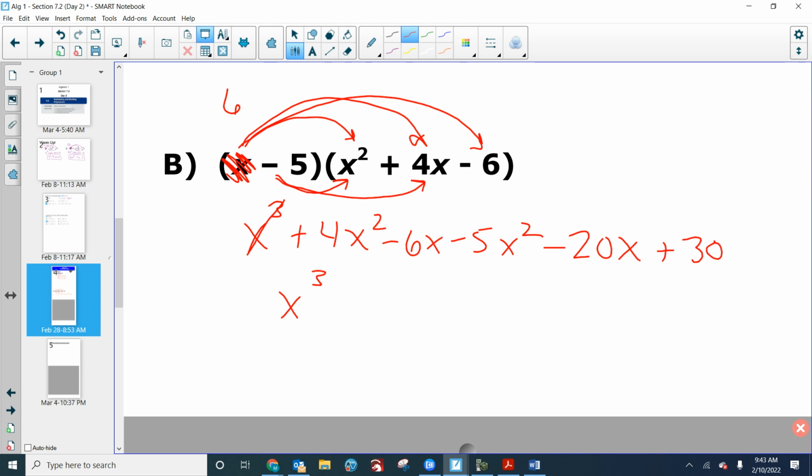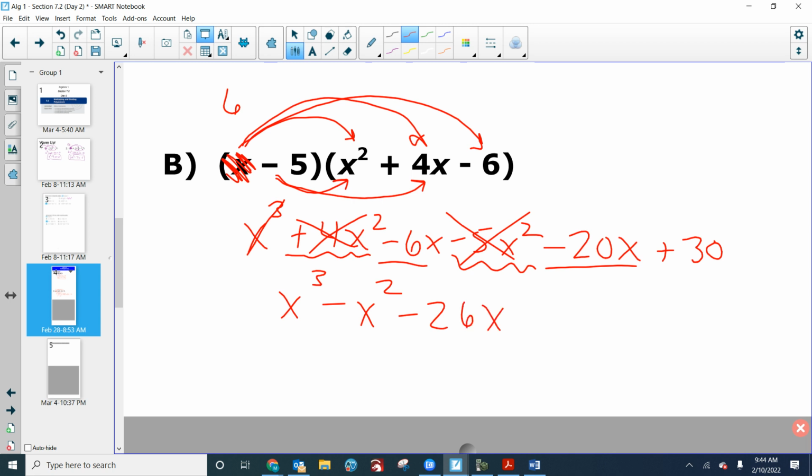Okay, what's my next highest one? X squared, right? What do I got? Plus 4x squared and -5. What's 4 minus 5? -1x squared. I would just write -x squared. -1x squared is the same thing. Cross those out. What's next, Braden? -6x, and then -20x. What do you got when you combine those? -26x. And then what do I have to bring down, Mary?